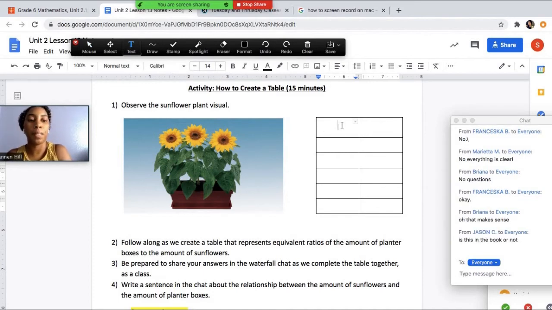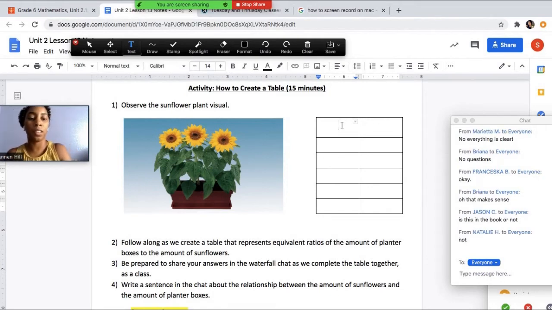No, guys, this isn't in the book. This is in the notes. So you guys could either follow my screen or you could download the notes.